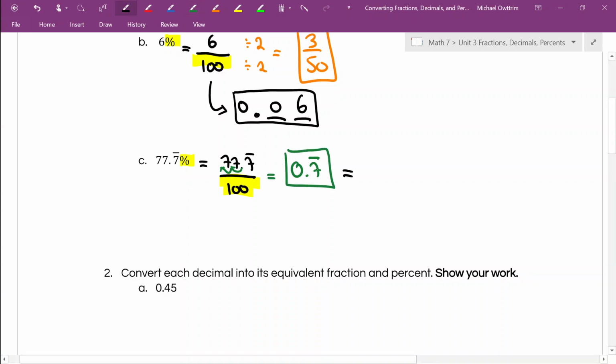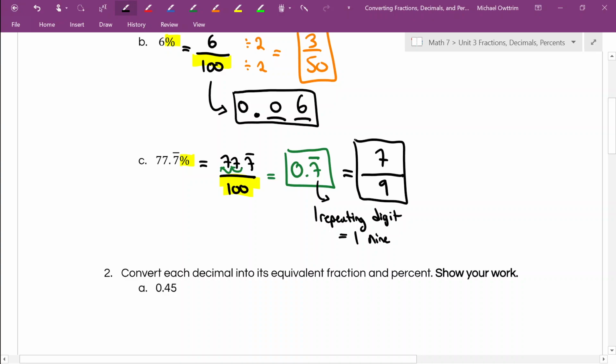Now I'm going to use my repeating decimal rule to tell me what my fraction is going to be. I know I'm going to have 9s on the bottom for this repeating decimal, and since there's one repeating digit, I'm going to have 1 9 on the bottom. What is my repeating digit? It's a 7, and that goes on top. So my simplified fraction is the fraction 7 over 9.